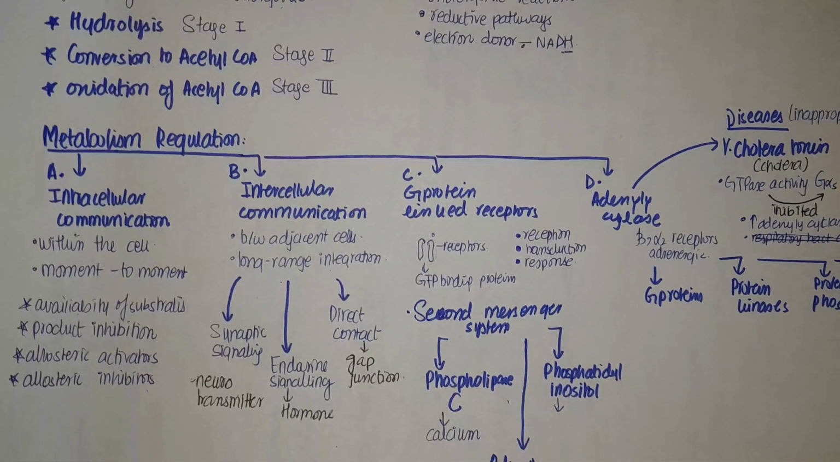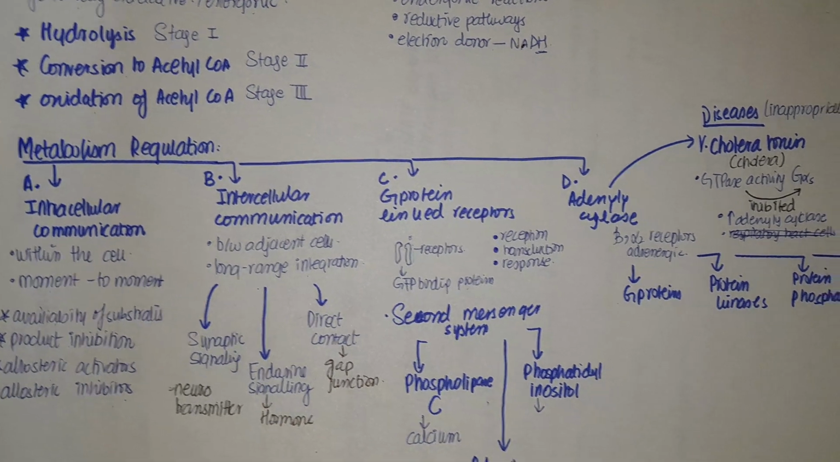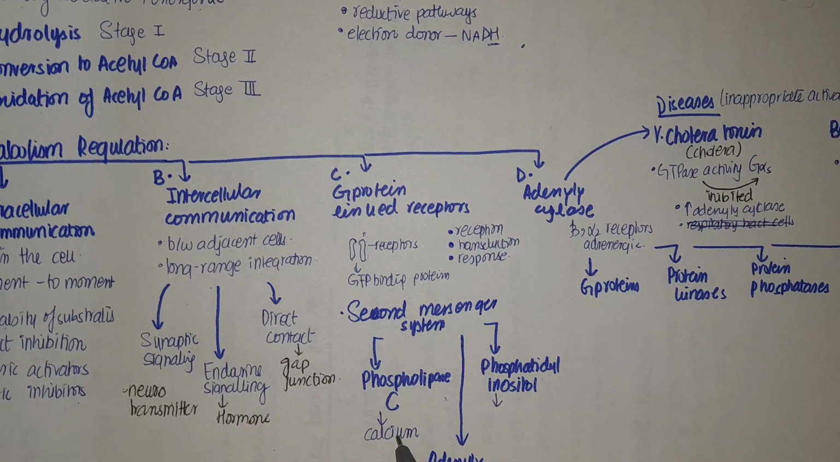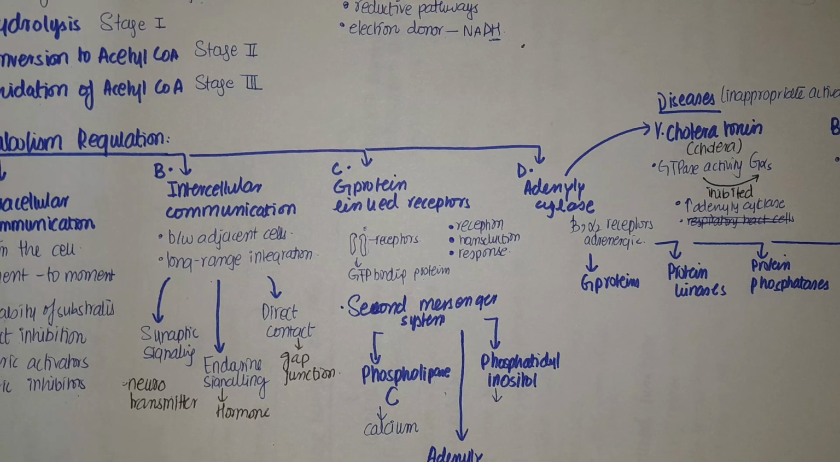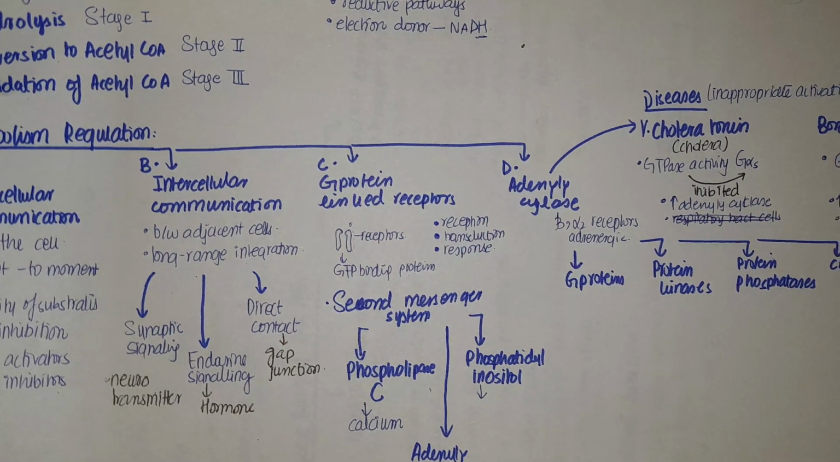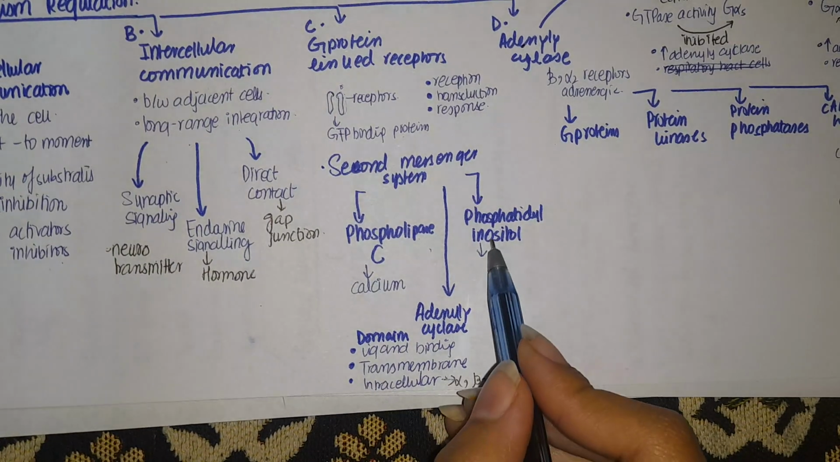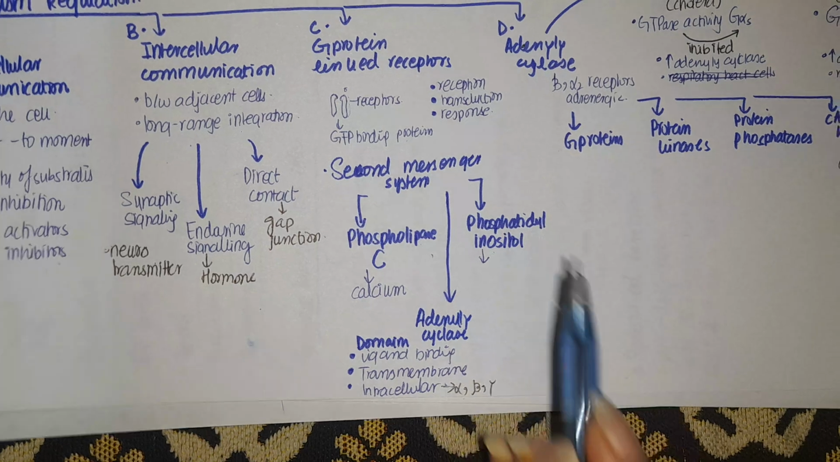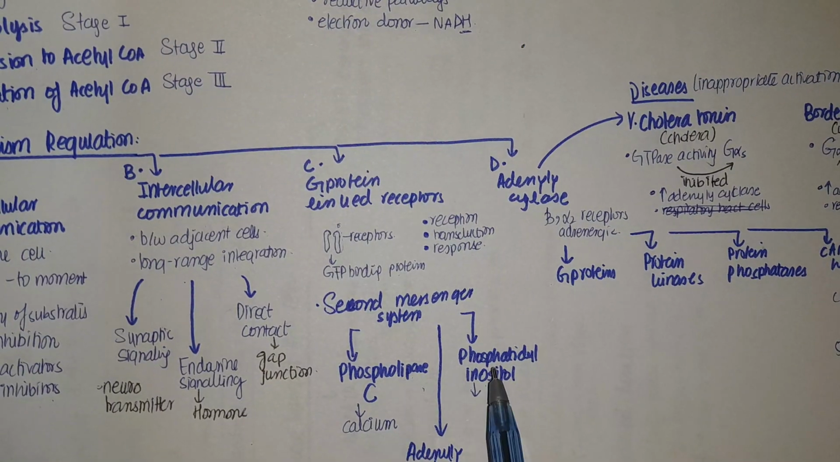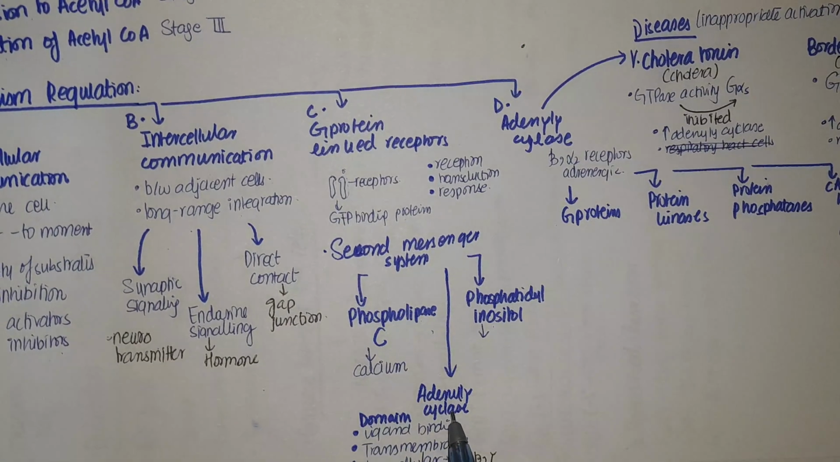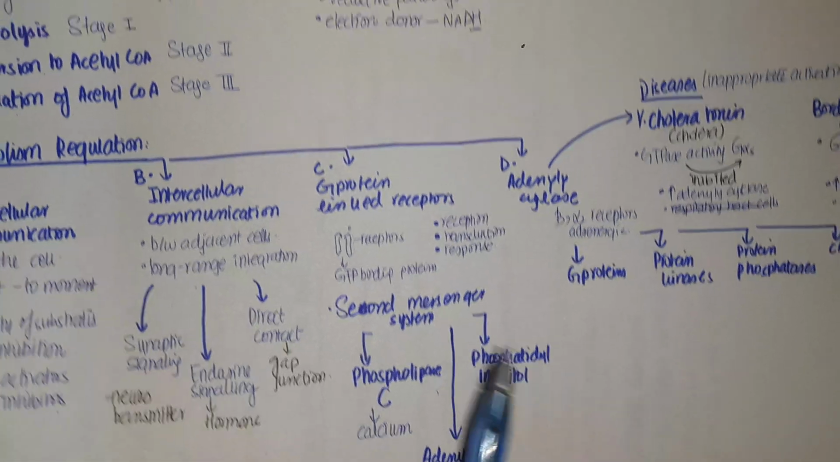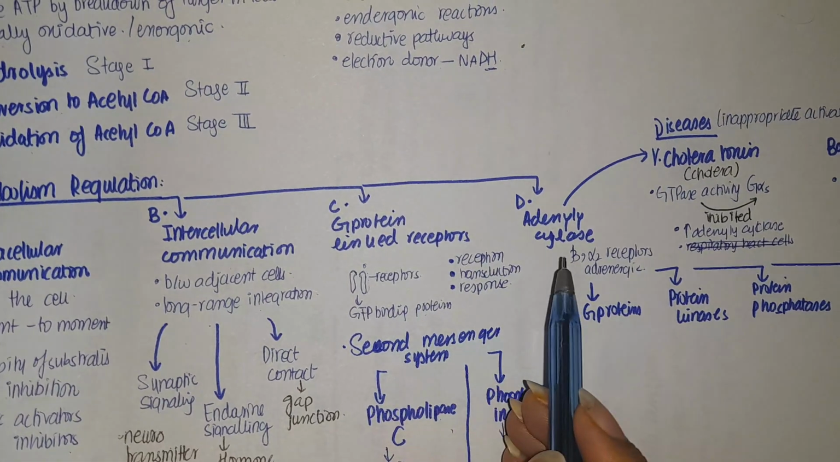Now we have various types of second messenger systems. We have the phospholipase C system, which depends on calcium. We have the adenylyl cyclase system, as you can see over here, and we have the phosphatidyl inositol system. Now, in all three systems, what is the major thing?